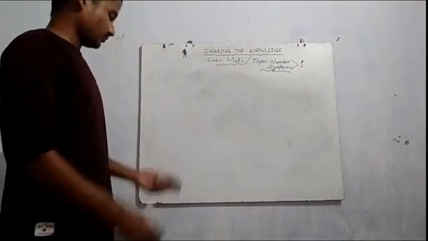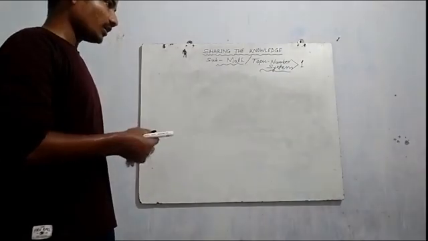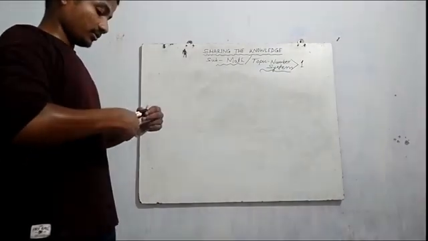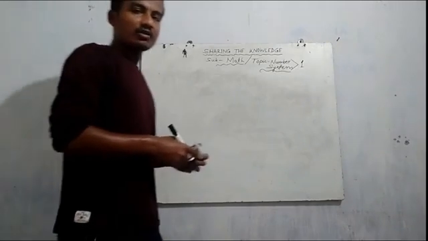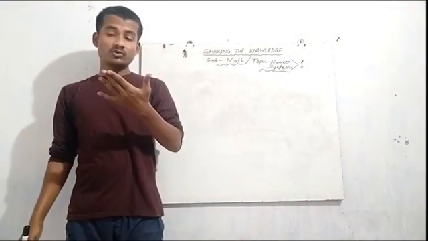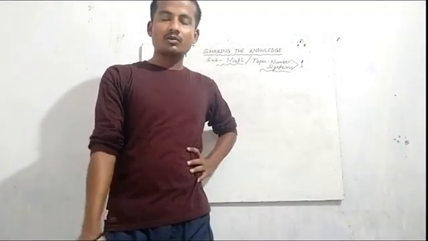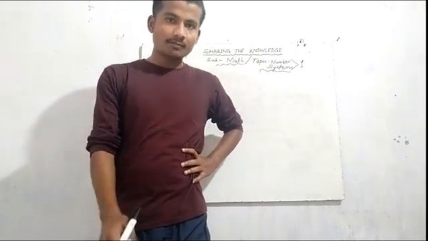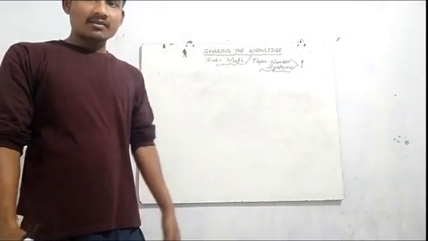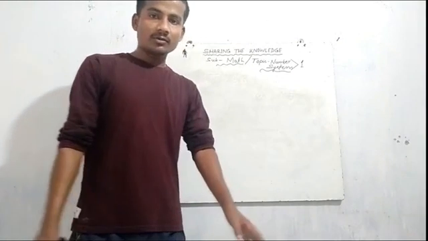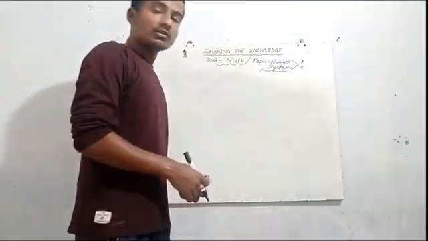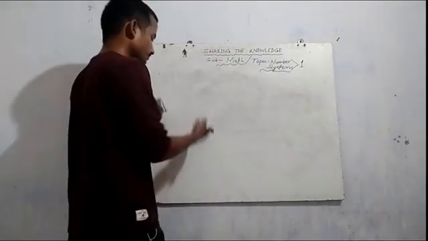Then come to prime numbers. So you all know about even number and odd number. Even number, those which can be divided by 2. Odd number, which are not divisible by 2. I am not discussing that because you all know even number and odd number. I am discussing about prime number.